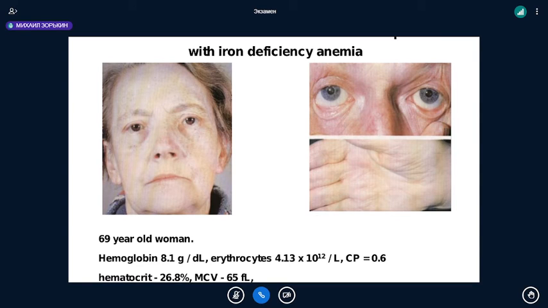Another example, the clinical example of the iron deficiency anemia. Pallor of the skin and mucous membranes. The skin looks white.